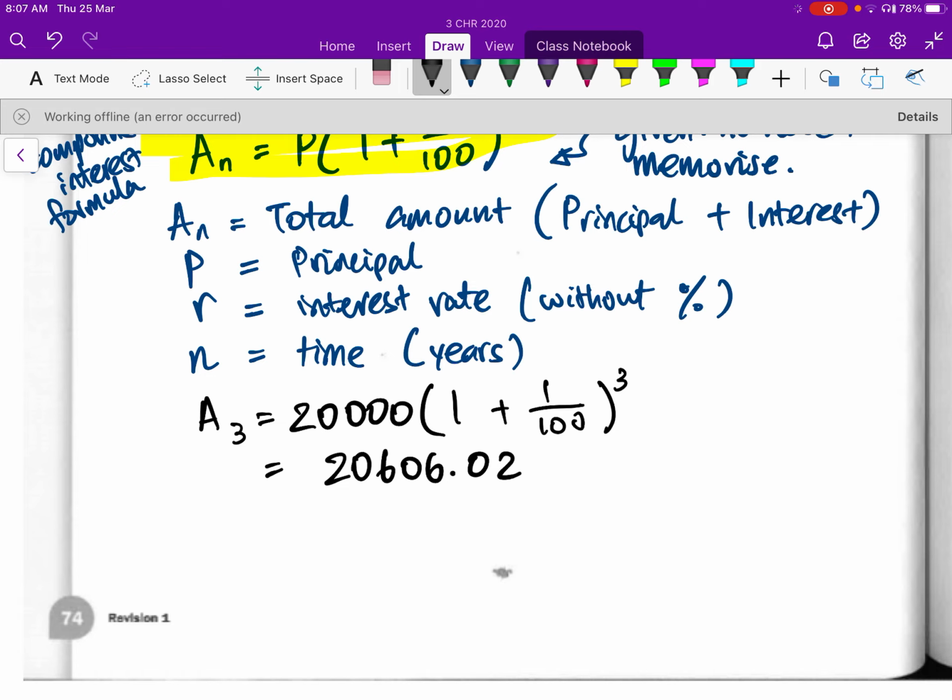Do you think this is the final answer? No. What is this actually? This one is the amount. This is the total, right? This is the principal plus interest.